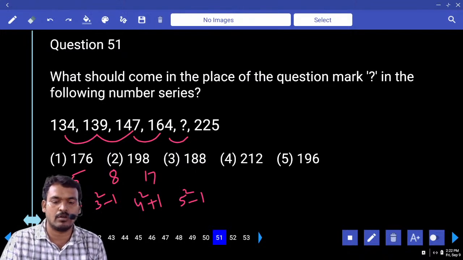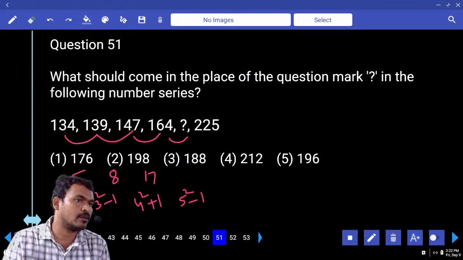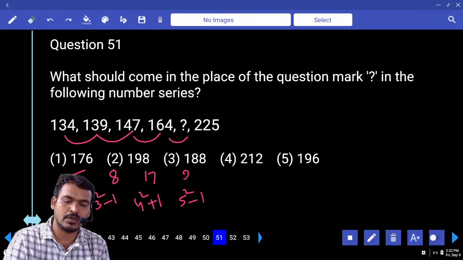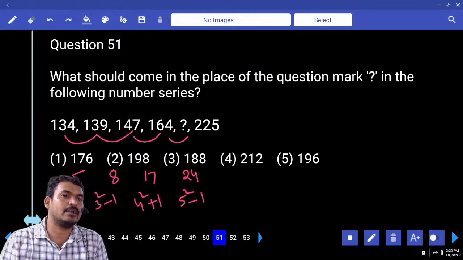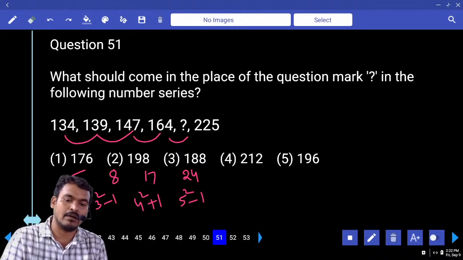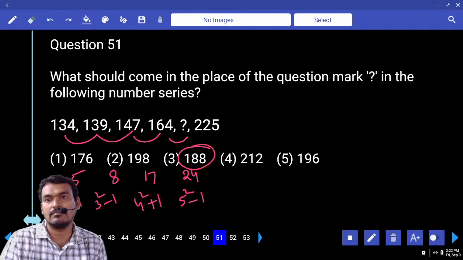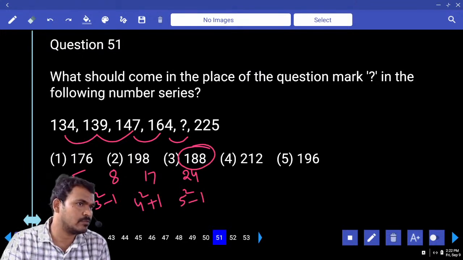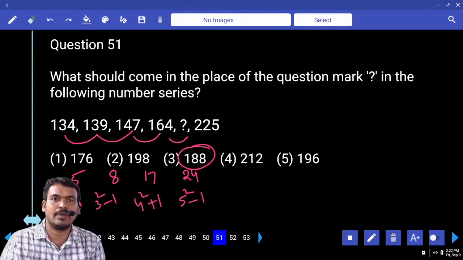2, 3, 4, 5. What is the 5 square? 25. Minus 1 means 24. That is added to which one? 164. The answer should end with 8. 188, or not? That's where 5 square minus 1. Next one?